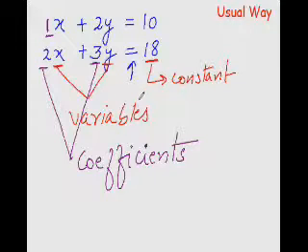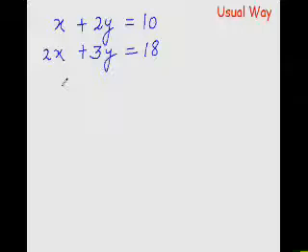Now let's see the usual way of solving the simultaneous equations. There are a couple of ways for solving simultaneous equations, like elimination method, substitution method. I would be using elimination method to solve these equations the usual way. Basically in elimination method, all we try to do is eliminate one variable out of the two variables, like x and y. So one variable would be eliminated. How? By making the coefficients equal.